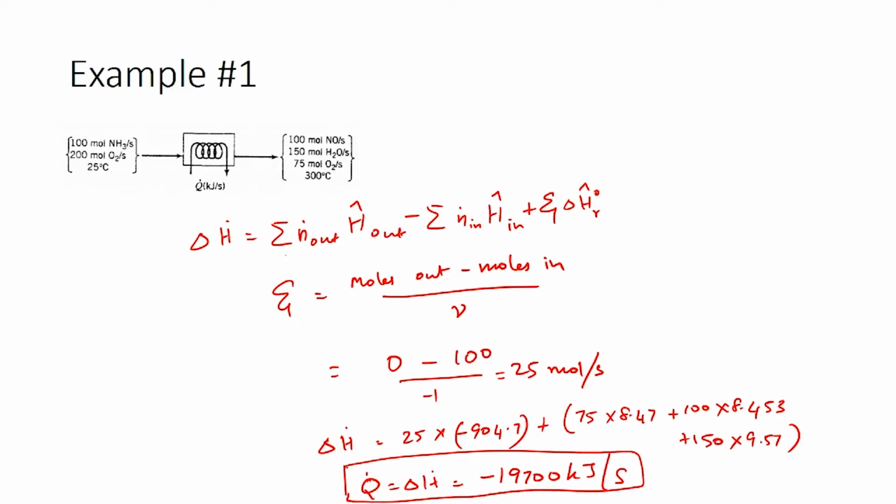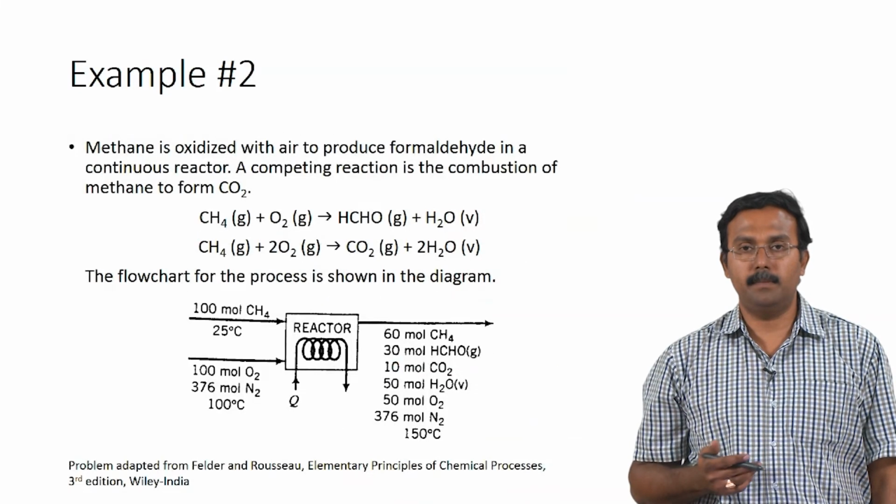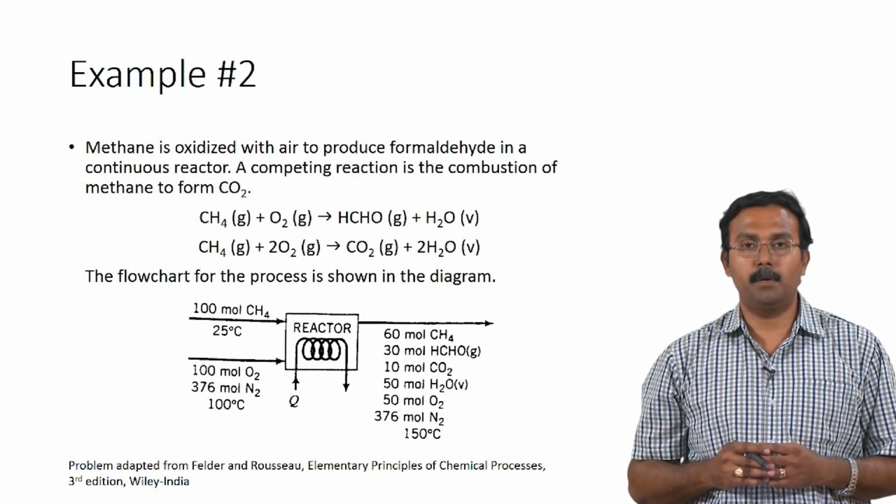Let us look at one more example where we would actually be using the heat of formation method, because there are going to be two reactions which are happening simultaneously. You are going to have the next example where you have two reactions which are happening simultaneously and the heat of reactions have not been explicitly given. So, we would use the heat of formation method. So, here is the example problem.